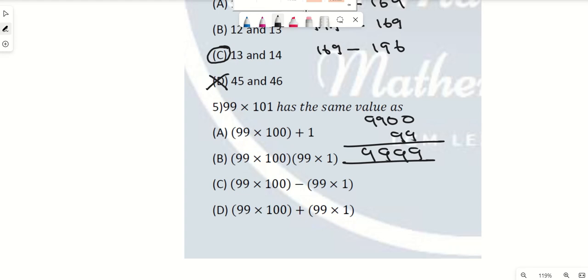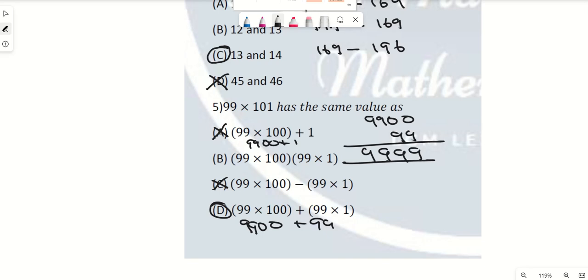When you multiply this out, you can do long multiplication, right? So this is 9900 plus 99. So the answer is D, right? It would not be C. It would not be a small answer like A. This is 9900 plus 1. That's 9,901. So it would not be A.